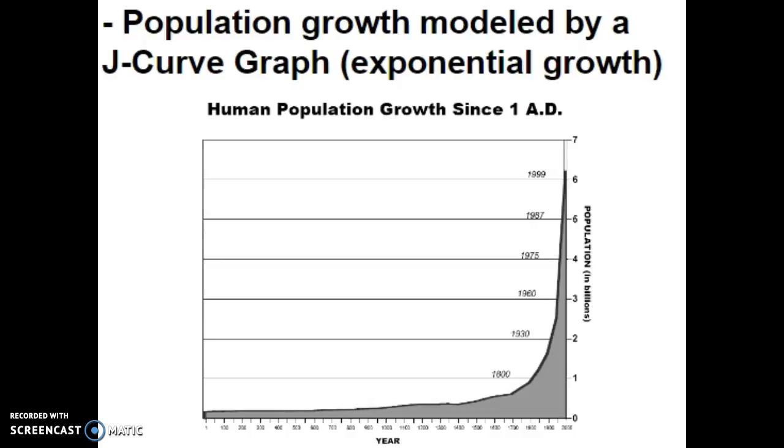Population growth is often modeled by a J-curve graph. That J sort of shows exponential growth. Human populations, since we have at least had recorded evidence of people living on the planet, has grown exponentially. There were very small human populations in the beginning of our history. As we have grown over the last few centuries, and especially the last two in particular, we've exponentially grown in a very short amount of time. So that J sort of represents very rapid growth.